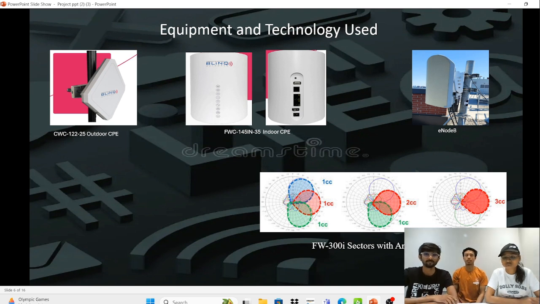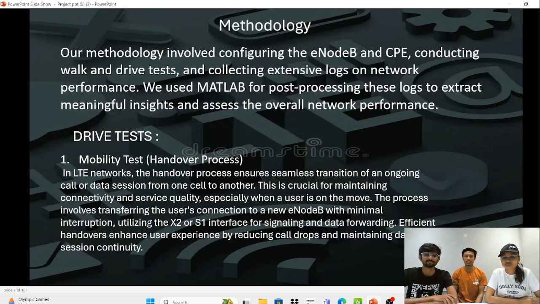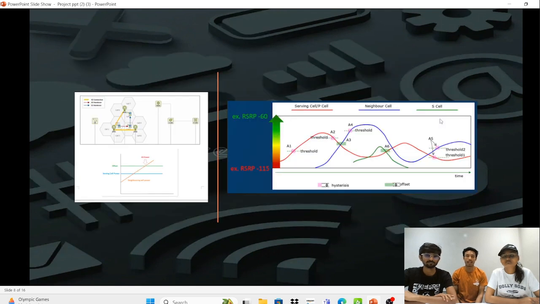After configuring our devices, we performed data collection and analysis. We did a drive test at Blink's office in Markham and captured lots of network performance metrics and signal parameters like RSRP, RSRQ, QCI, SNR, and other different values. We processed these logs using MATLAB, applying advanced data analysis and visualization techniques.